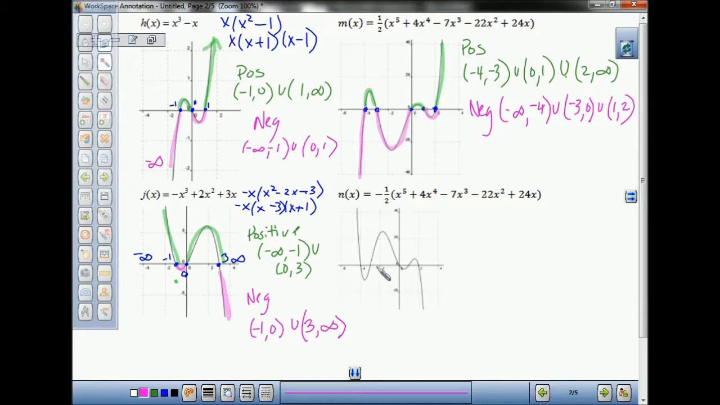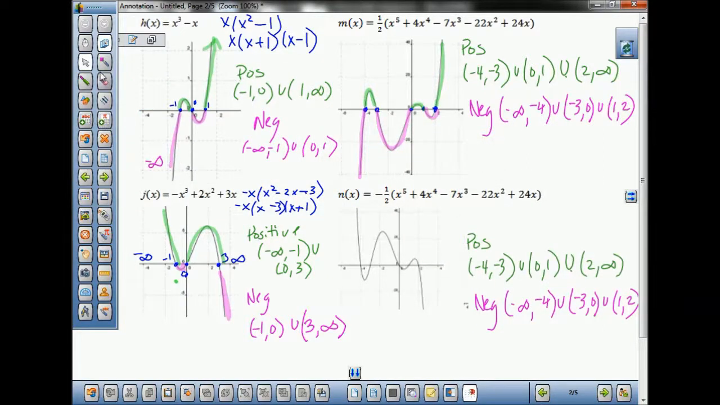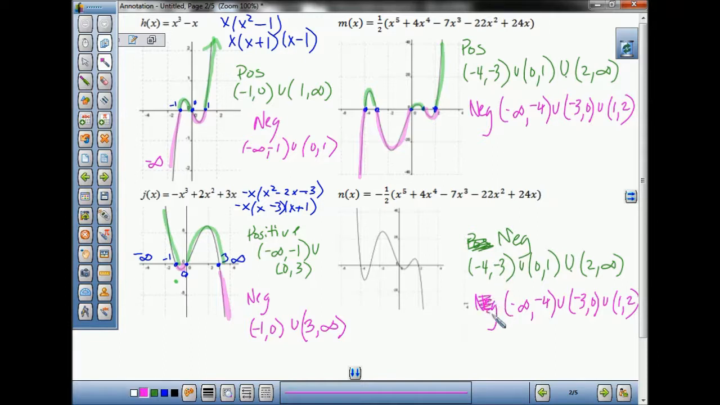This one here is just a reflection of this one. So I'm going to cheat a little bit. I'm going to steal it. And then I'm just going to change. So on this one, now we're just going to mark this out. We're going to make this one the negative one. And then we're going to make this one the positive one, because all we did was reflect this function. So the intervals that were positive are now negative, and the ones that were negative are now positive.